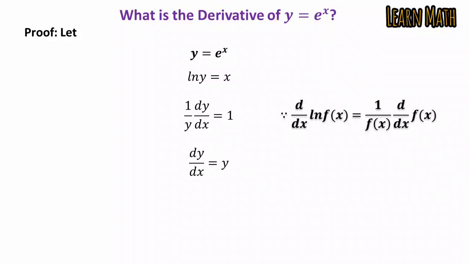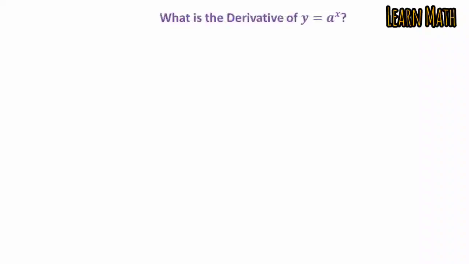Now replace y by e power x. So dy by dx is equal to e power x. It means the derivative of e power x is equal to e power x. Next result, what is the derivative of y is equal to a power x?